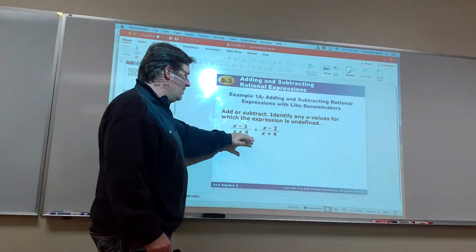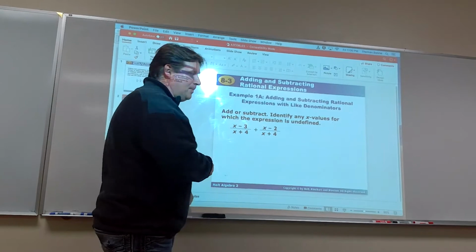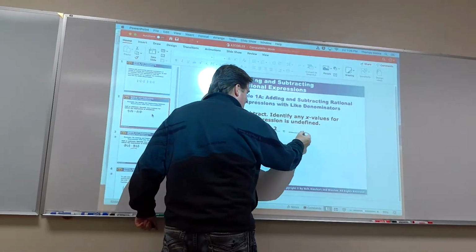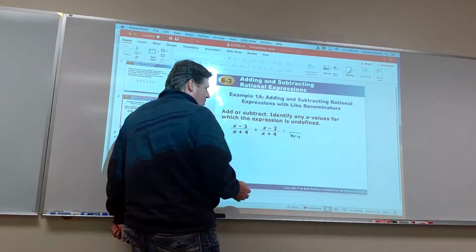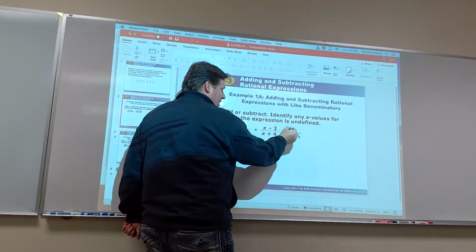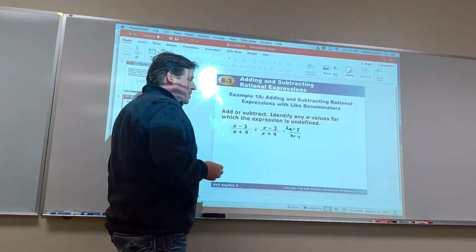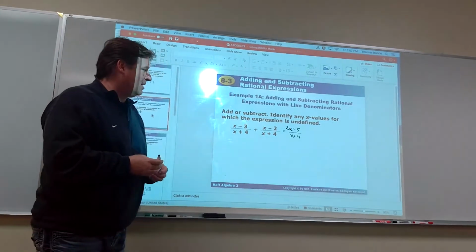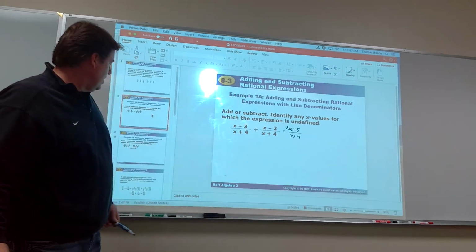Once again, we have a common denominator, the same bottom. So what we do is we just keep that bottom the same, x plus 4, and then we add the tops. X plus x is 2x, and -3 plus -2 is -5. Easy peasy, lemon squeezy. That's as easy as it gets right there. All right, let's try another one of those, okay?